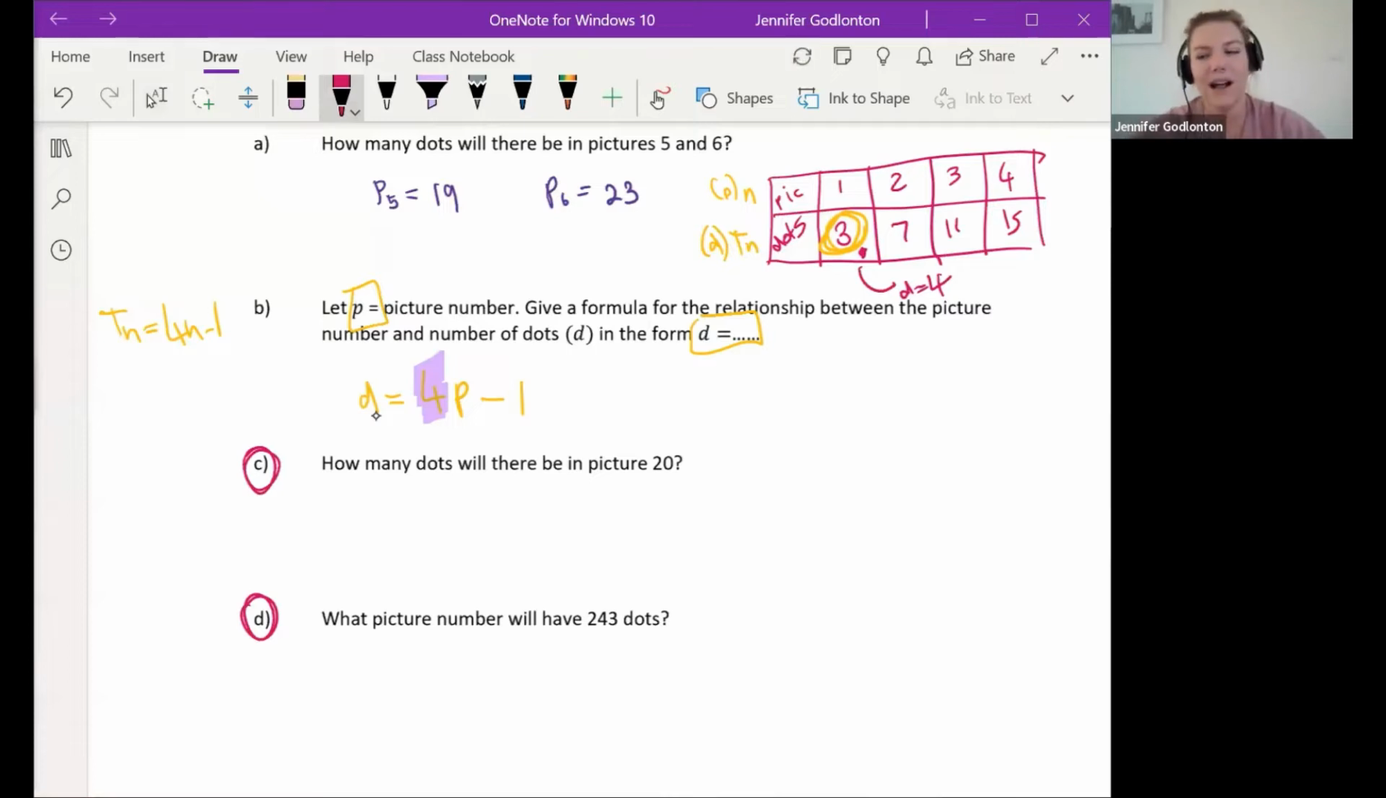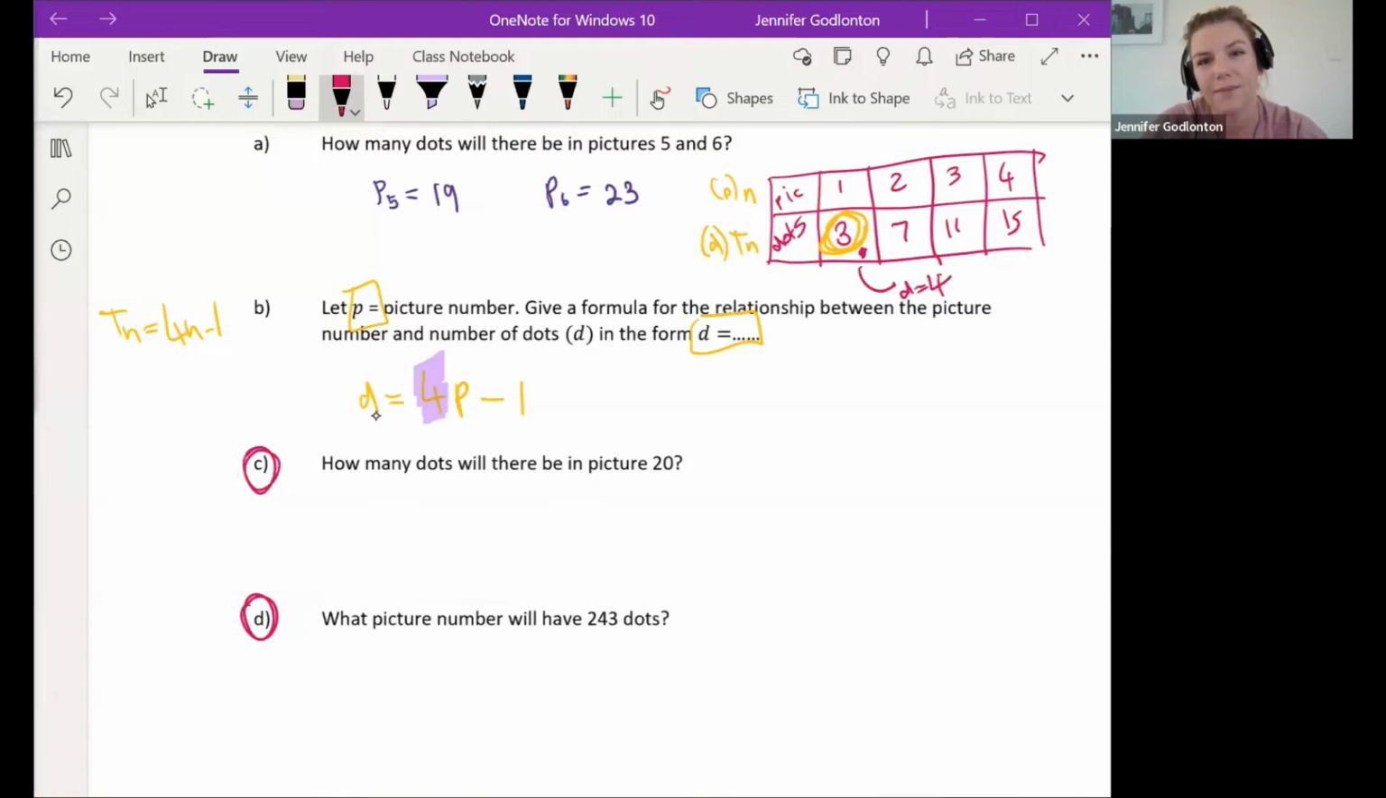Yes, sweetheart. How can I help? Ma'am, at my school, we use a different method. So I'm not sure if the method I use is the same as the one that you use. Okay, what method do you use, sweetheart? We usually say Tn equals dn plus c, and then we find the constant difference, which is 4n plus c, and then we want to find out what the c is.